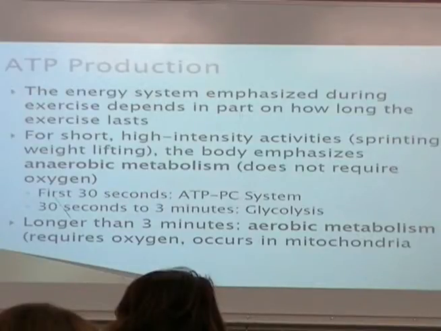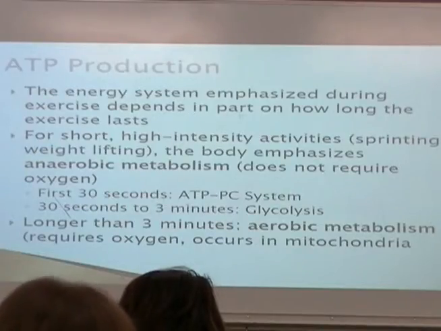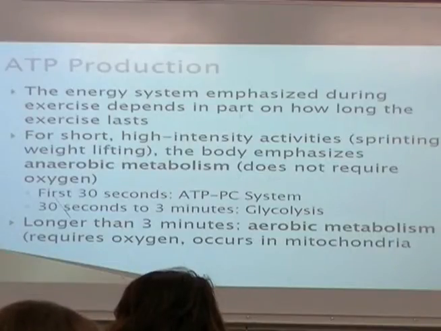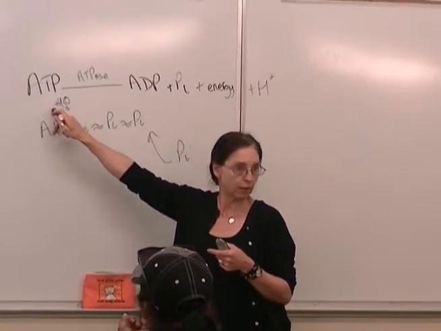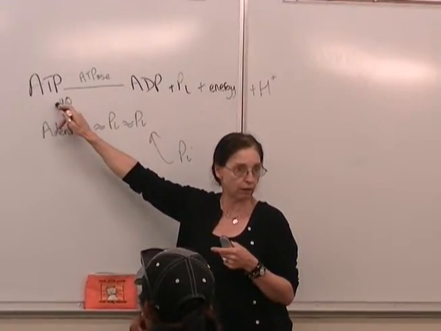So the first system that we'll come to is the ATP-PC system. Right? What happens if I'm breaking down ATP and I'm getting this energy for muscle contraction? What happens when I run out of ATP? So that's the first thing we're going to look at.